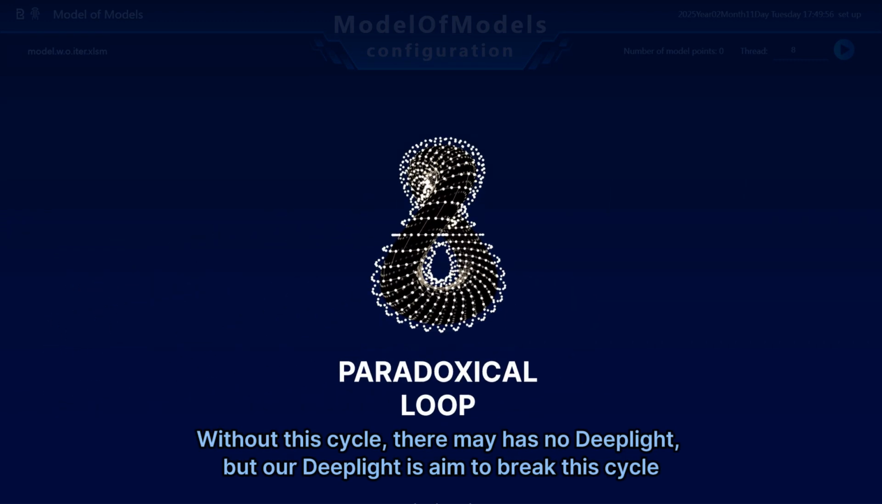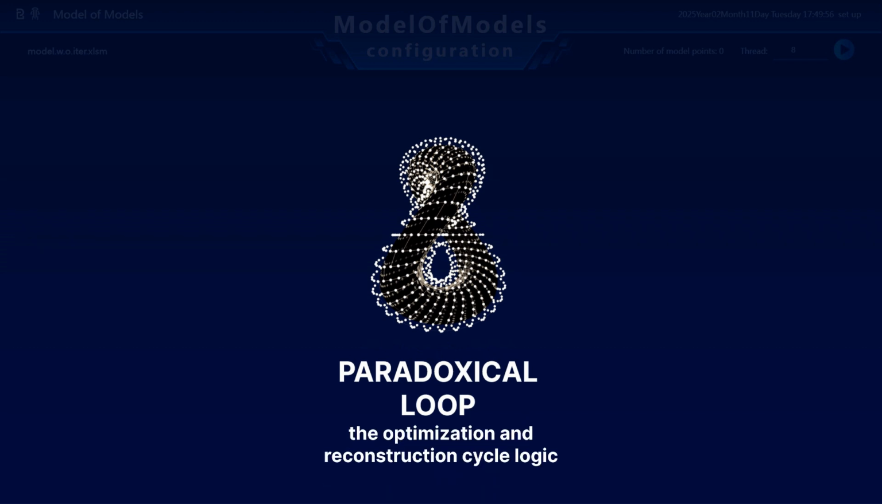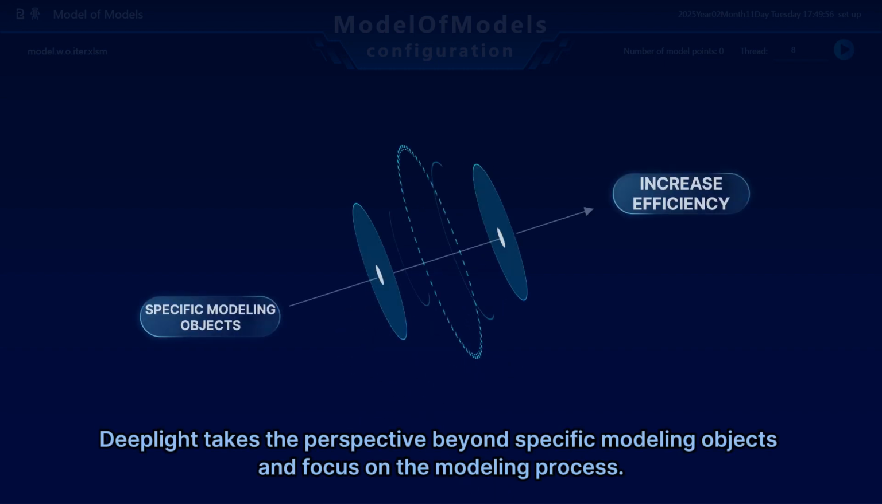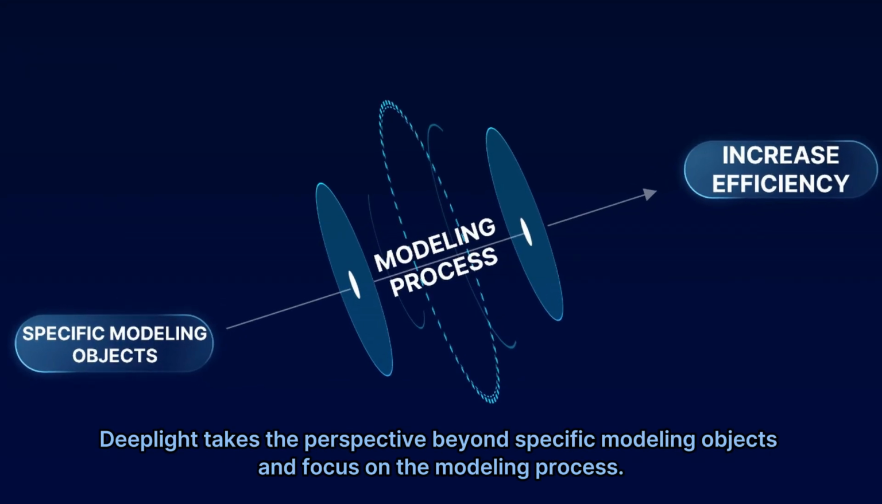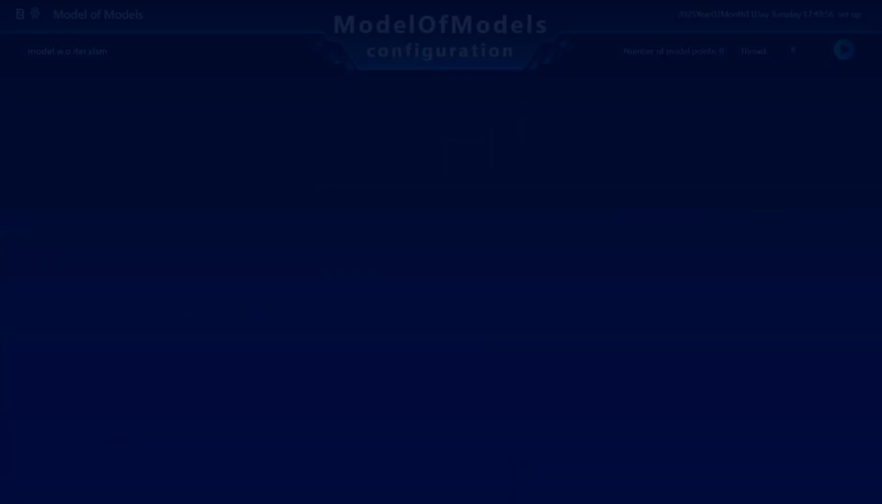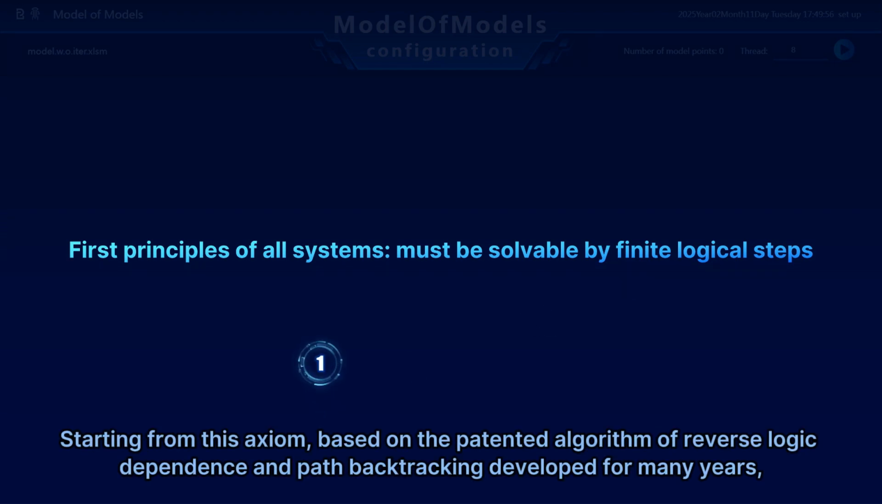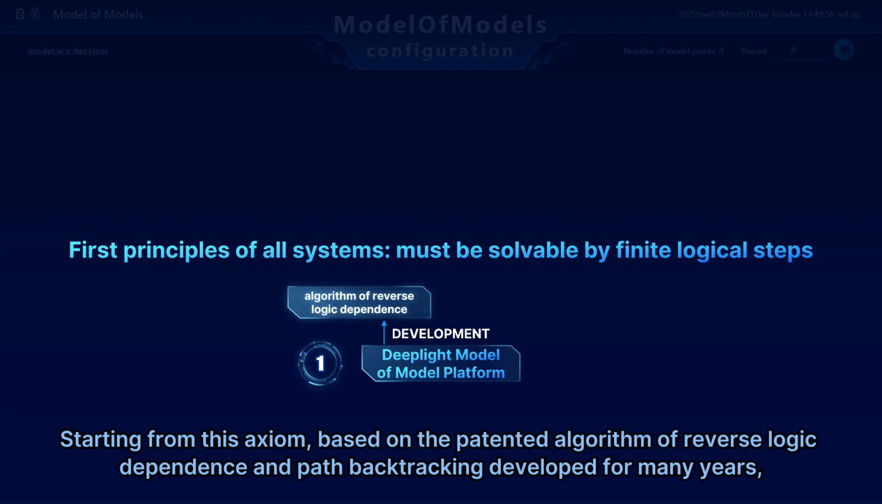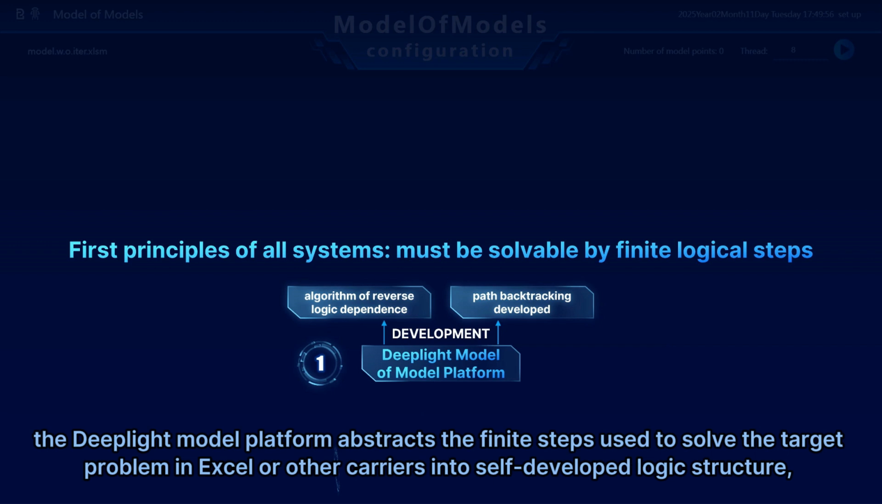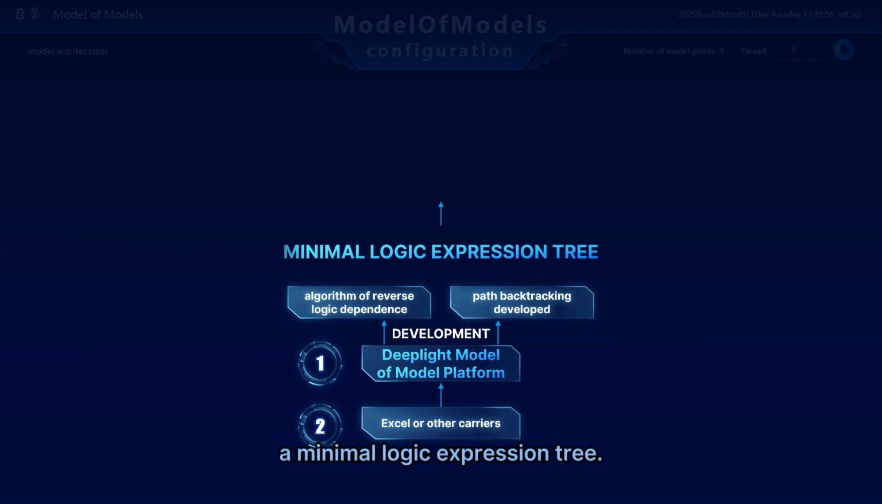Without this cycle, there may have been no Deeplight, but our Deeplight aims to break this cycle, and break the optimization and reconstruction cycle logic behind it. Deeplight takes a perspective beyond specific modeling objects, and focuses on the modeling process. The first principle of all systems is that the problems they deal with can be solved by a limited number of logical steps. Starting from this axiom, based on a patented algorithm of reverse logic dependence and path backtracking, developed for many years, the Deeplight model platform abstracts the finite steps used to solve the target problem in Excel or other carriers into a self-developed logic structure, a minimal logic expression tree.